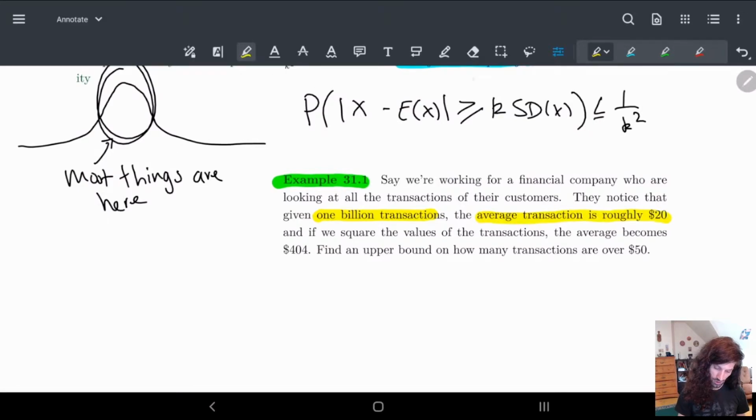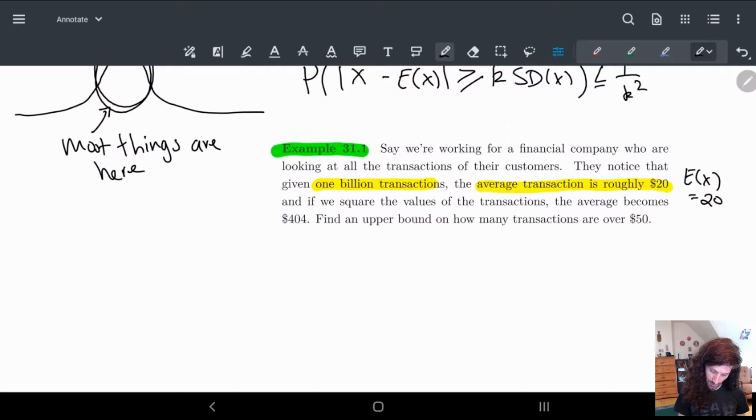Right away, I should know that the average tells me that the expected value of x is equal to $20. And if we square the values of the transactions, the average becomes 404. What this is saying is that E of x squared, where we're squaring the values, has an expected value of 404.